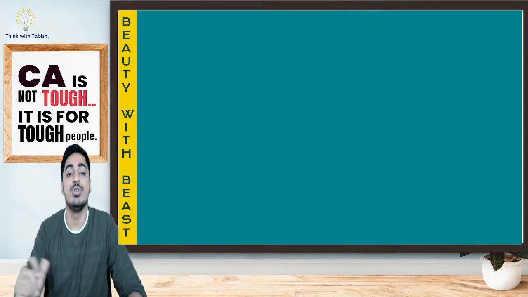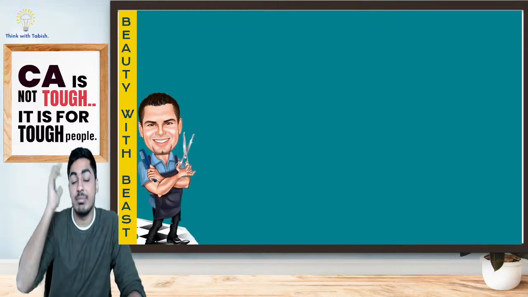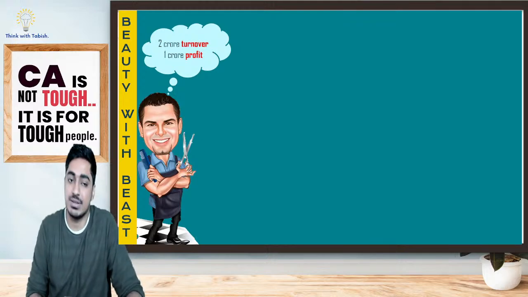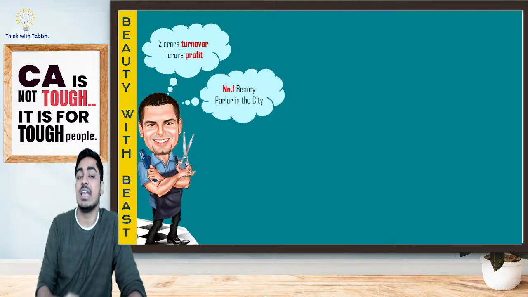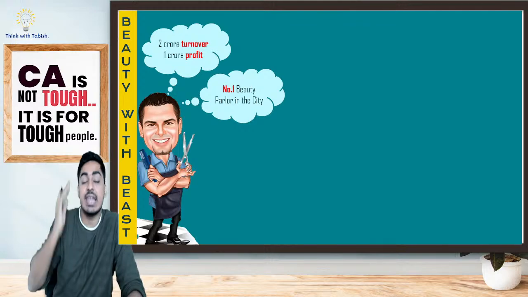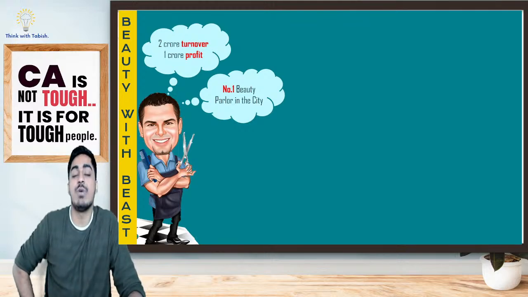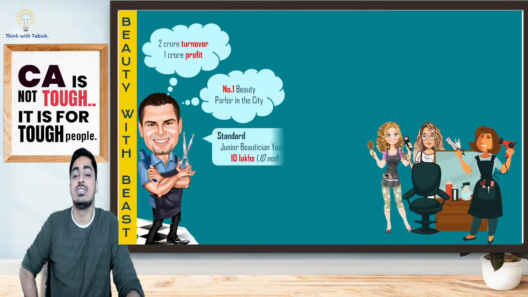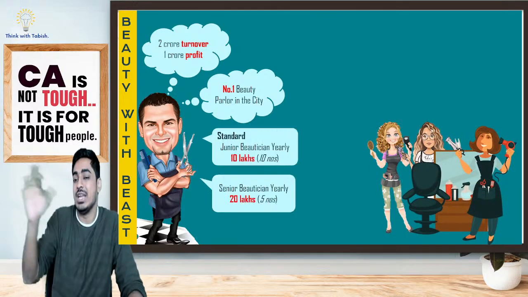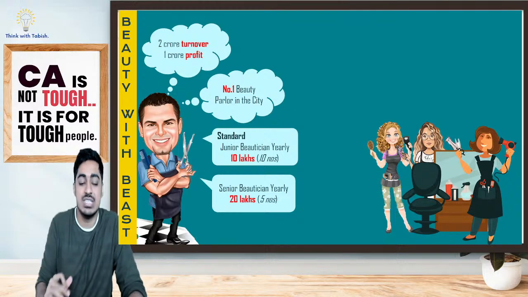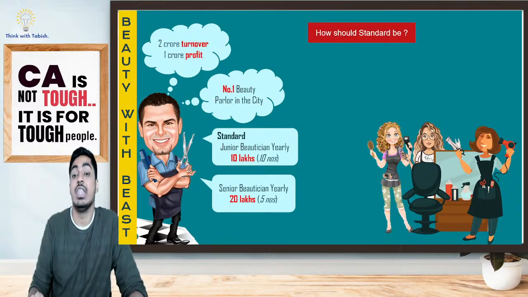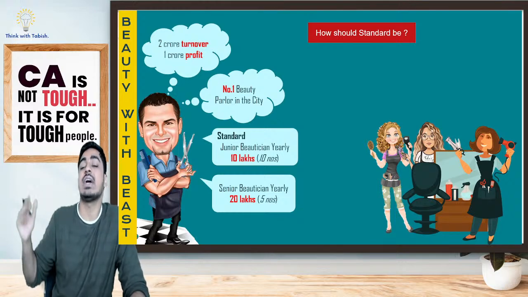I've started my own beauty parlor. Now my target is, for the next 1 year, I should get 2 crore turnover and 1 crore profit. That was my standard, and to become the number one beauty parlor. This is the target that I've set. Based on that I've told individually the junior beautician what she should earn, the senior beautician, for everybody I've given a target. Next 1 year you should do this.